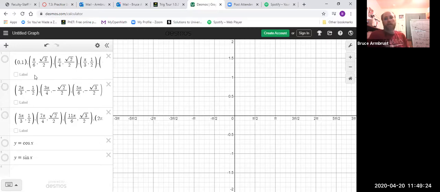But what I want to do is I actually want to plot points. I want to plug in angles and get out the values of cosine for those angles. So you'll notice that I have a bunch of ordered pairs here. So like this one, 0, 1. The way to think about this is 0 is our angle, and 1 is the cosine of 0. Pi over 6 is an angle. Root 3 over 2, that's the cosine of pi over 6. And so on.